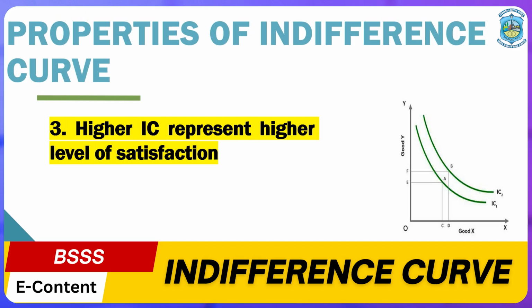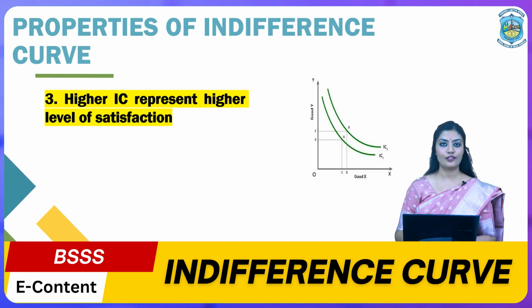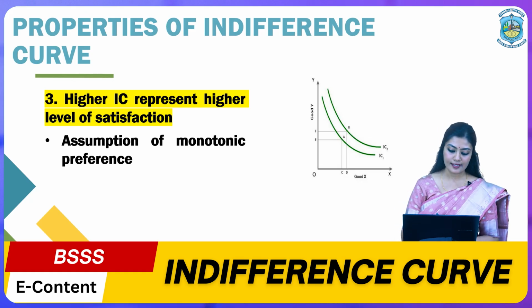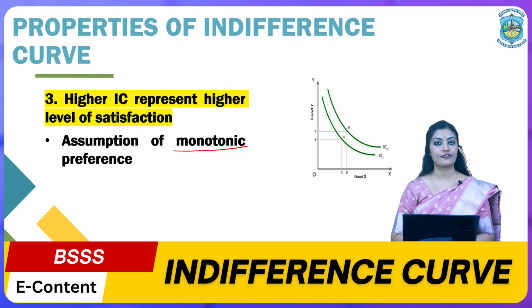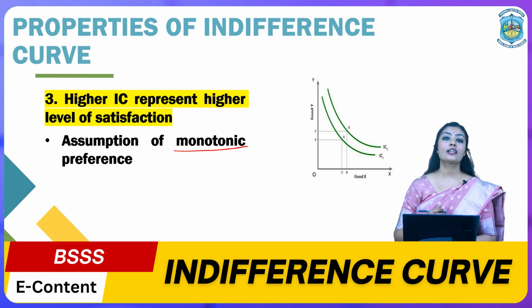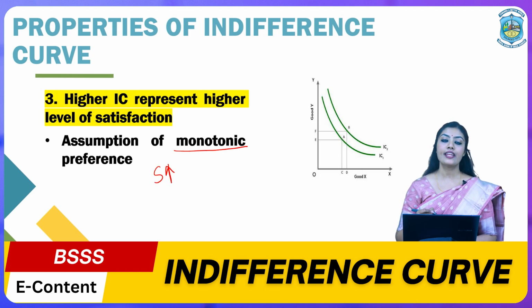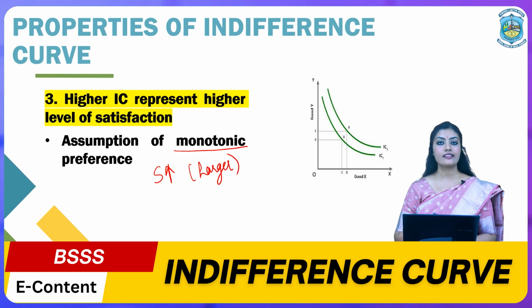The third property is: higher the indifference curve, higher is the level of satisfaction. This is because of the assumption of monotonic preference, which means that a consumer will have a higher level of satisfaction when he is having a larger bundle. We will understand it with the help of an example.